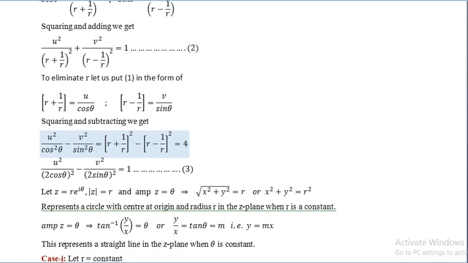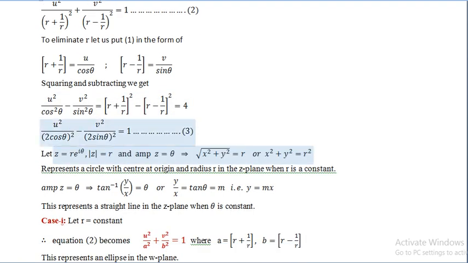Now expand (r + 1/r)², in the (a + b)² form: r² + 1/r² + 2. And (r - 1/r)² is r² + 1/r² - 2. After subtracting, minus into minus gives plus, so plus 2 plus 2 becomes 4, plus r² - r² is 0, plus 1/r² - 1/r² is again 0. After expanding and subtracting these two terms, the right-hand side becomes 4.